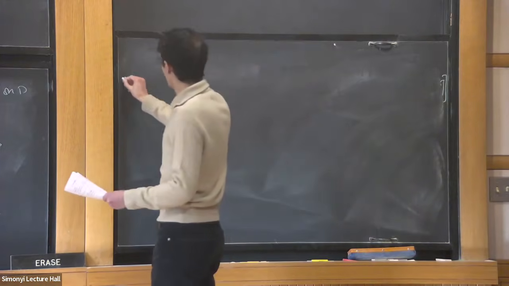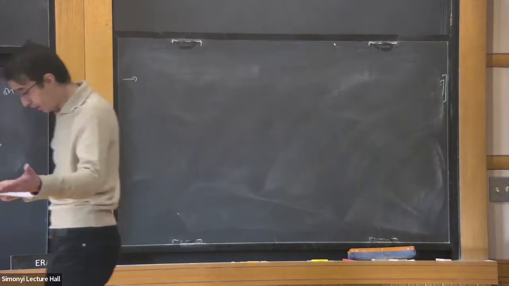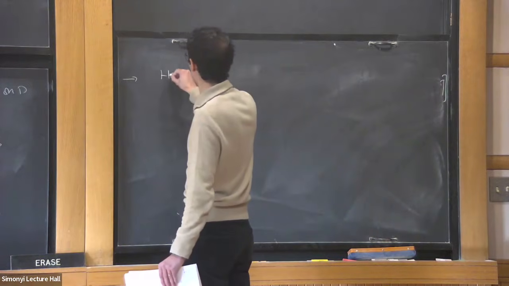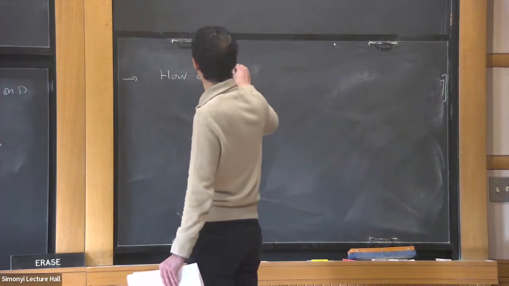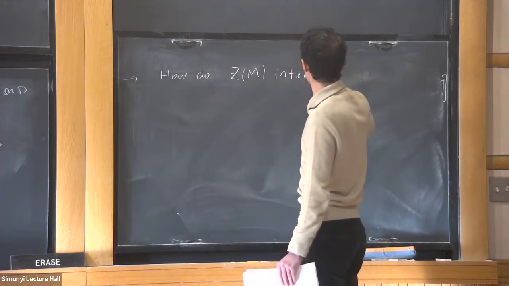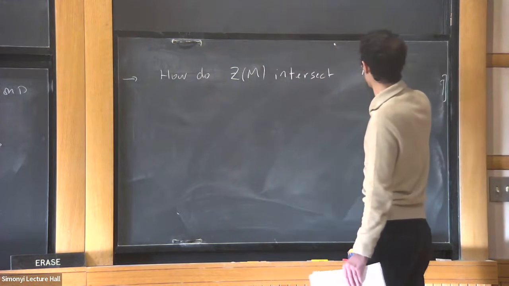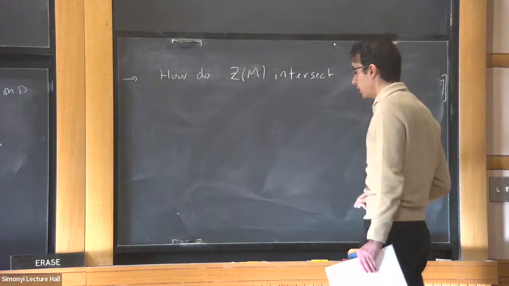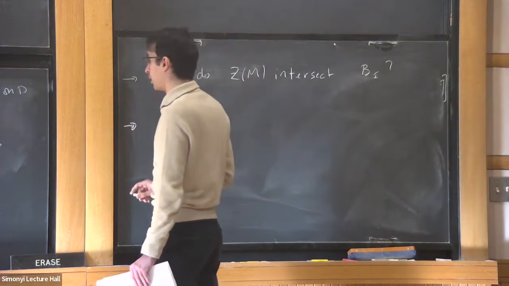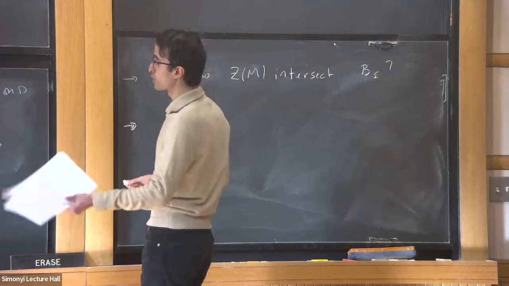Okay. Now, the second step is to understand how the special cycles intersect the BIs. So how do these intersect the BI, and why is that? Well, let me first say why we want to do that. We want to prove modularity in cohomology.